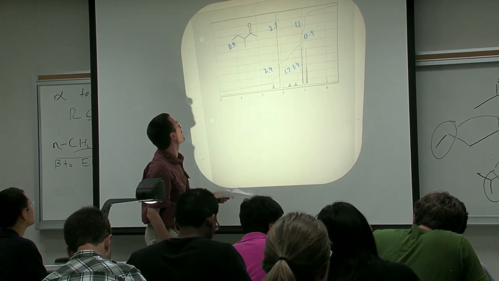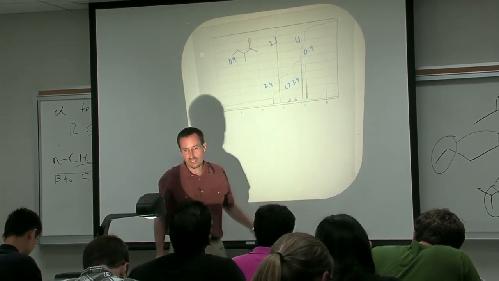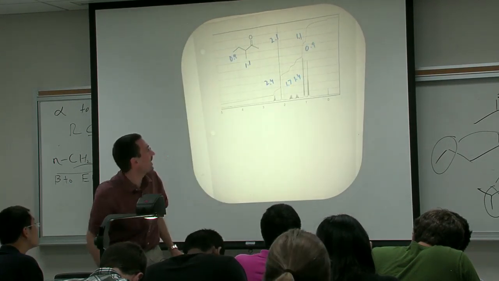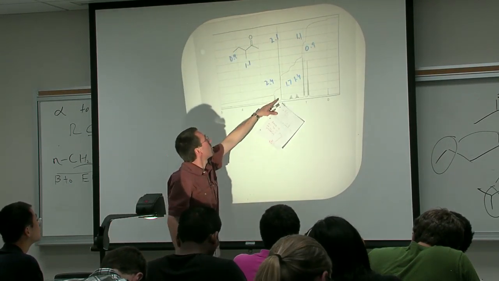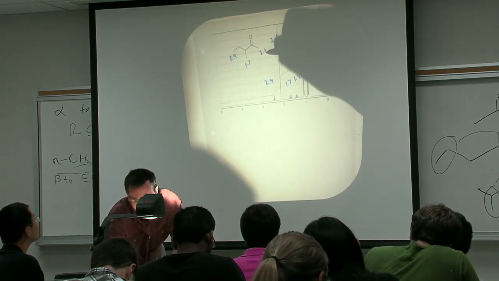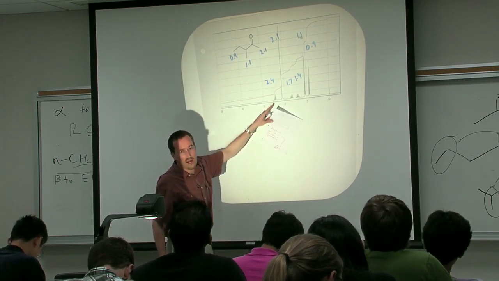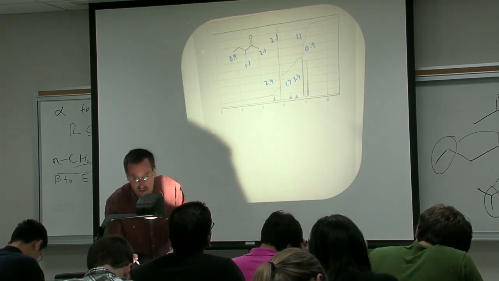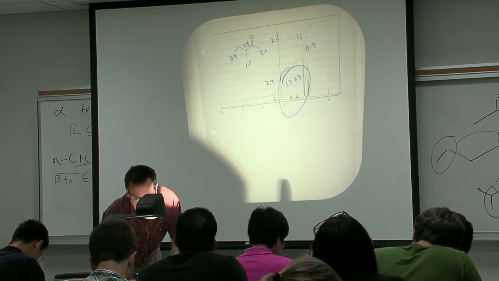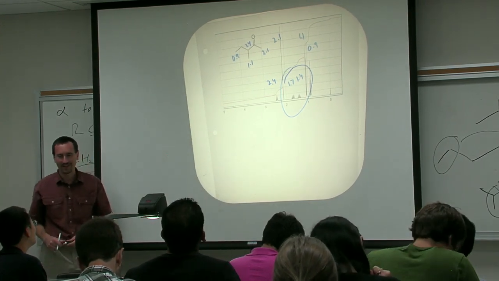You go ahead, you say, all right, what else is kind of easy? We have this doublet here at 1.1. That's exactly where we expect. We have our third methyl group here at 2.1. That's where we expect. We're doing pretty well on our methine at 2.4. All right, what's happening here?